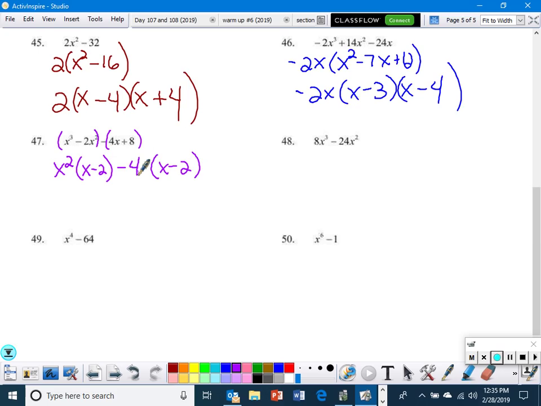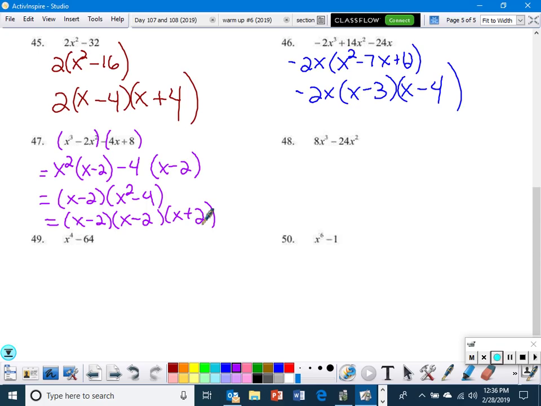Okay, then the next step is we pull out. They both share x minus 2, so I'm going to pull out x minus 2. And what's left? X squared minus 4. Now, x squared minus 4 is a difference of 2 squares, so I'm going to finish this off and do the difference of 2 squares, which would be x minus 2 again, and x plus 2. That's our answer. All right, 3 left.